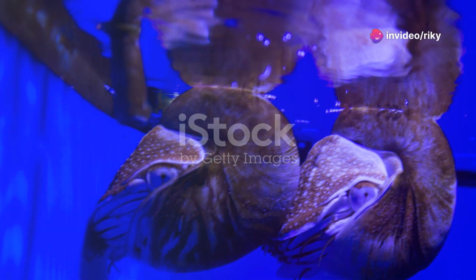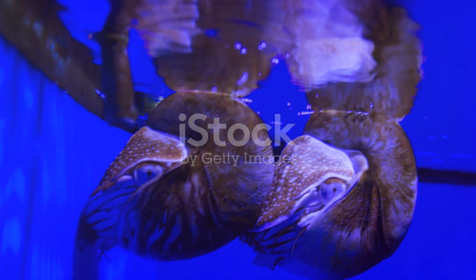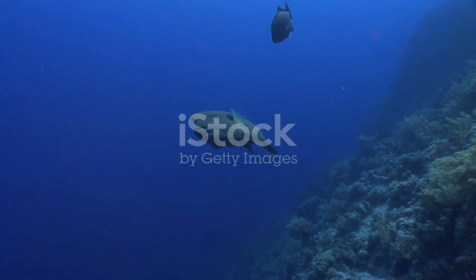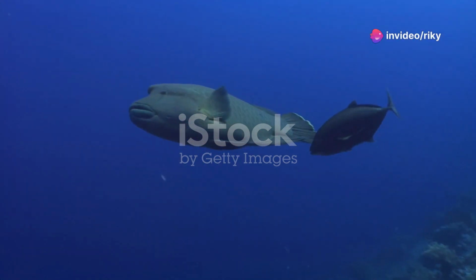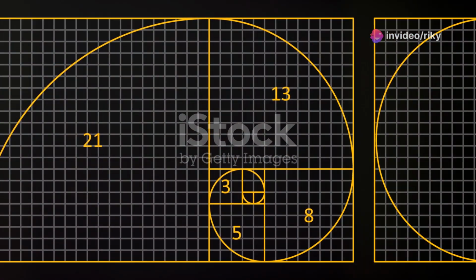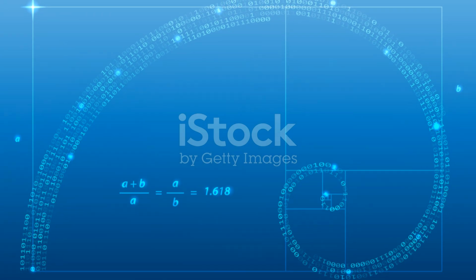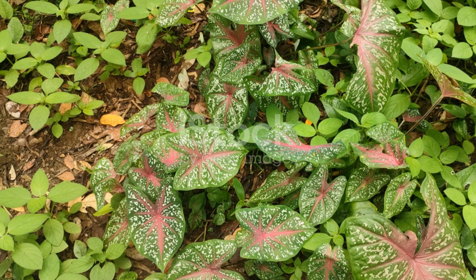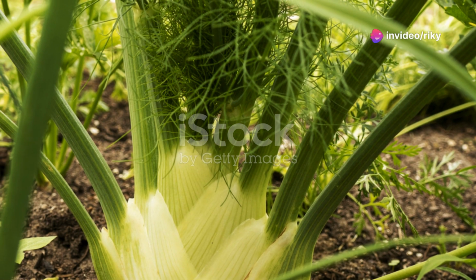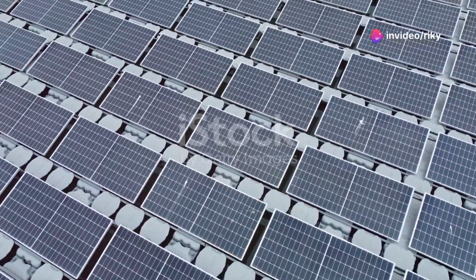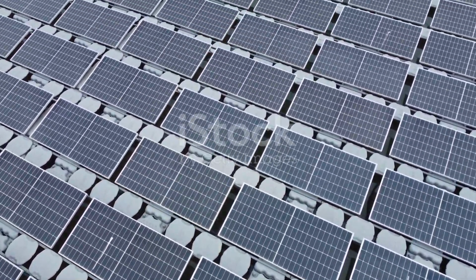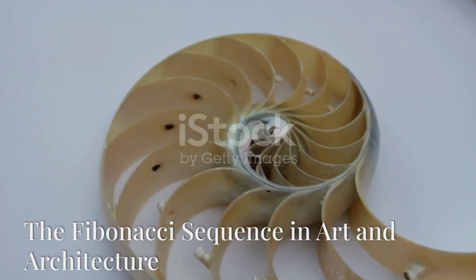The chambers of a nautilus shell, for example, are arranged in a Fibonacci spiral. As the nautilus grows, it adds new chambers, and the spiral shape allows it to maintain its proportional shape throughout its life. The prevalence of the Fibonacci sequence and the golden ratio in nature is not a coincidence. These mathematical concepts provide efficient and elegant solutions to problems that organisms face in their growth and development. The Fibonacci sequence is a testament to the power of mathematics to explain and predict the patterns we observe in the natural world.